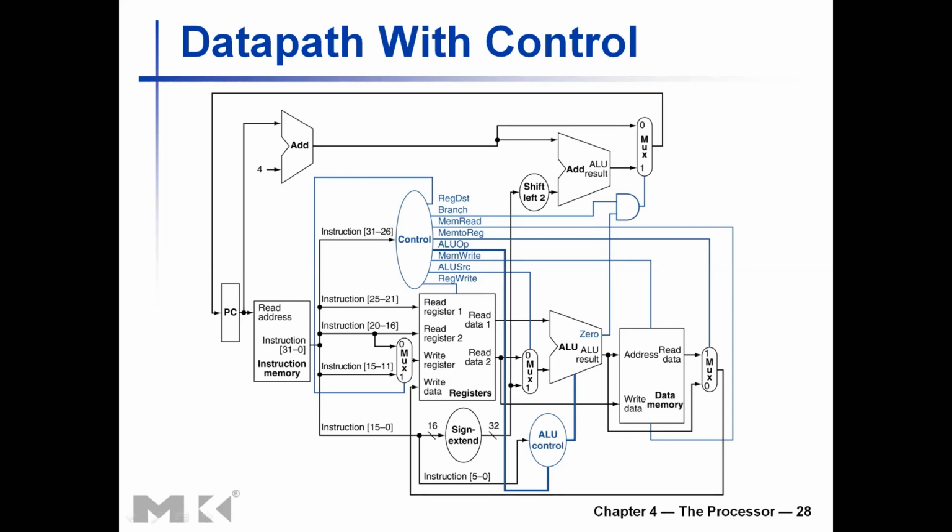Right. So based on the signal that is coming from the control unit here, if the value of this control signal is 0, you are taking this input 0 and providing it as a write address of the register. If the value of this signal is 1, you take the input 1 and provide it as the input to the register file's write register.